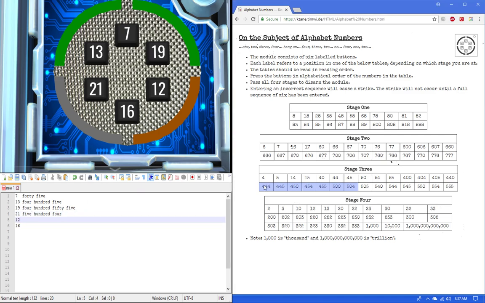Next we got 12. I know that was 14, 13, 12 is right there. So that's 404. And after that, we got 16, and that's 14, 15, 16. That is 445.